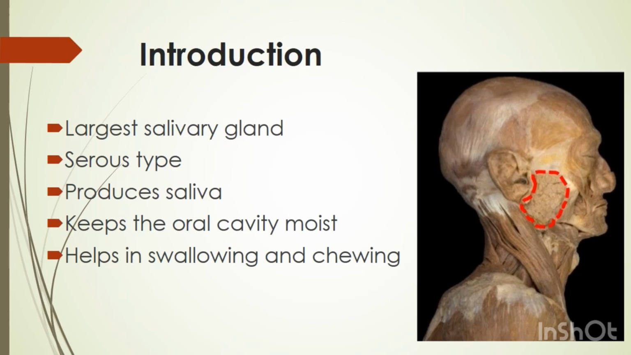So before starting, let me give you a brief introduction about the parotid gland. It is the largest salivary gland present in the human body out of the three salivary glands. It is of serous type. It produces saliva and keeps the oral cavity moist. It also helps in swallowing and chewing, which is the basic function of all the salivary glands.